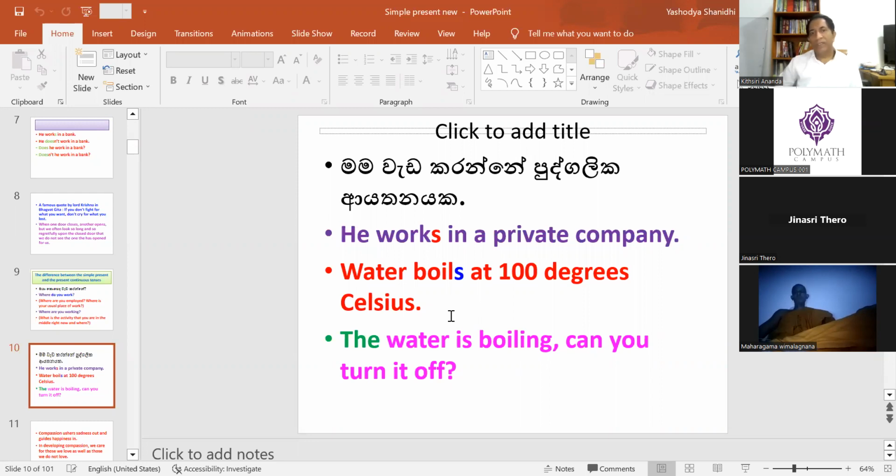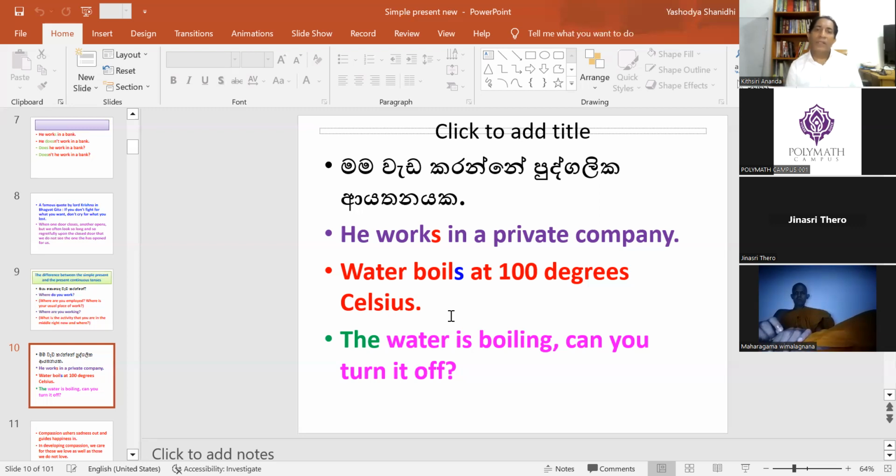And look at the same sentence turned into present continuous. The water is boiling. Can you turn it off? When using the same wording in a different tense, like present continuous, you make a different sense out of that. The water is boiling, can you turn it off? You plug in some water just to make some tea. Now it is simmering, boiling, and you want the other person to switch it off. So that is bound with the particular situation.